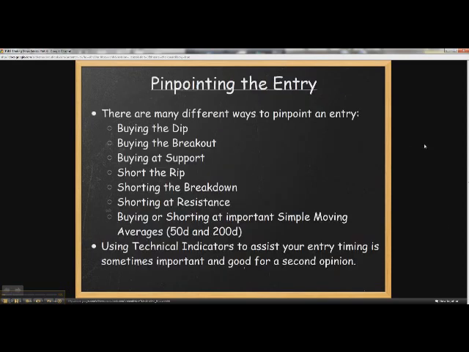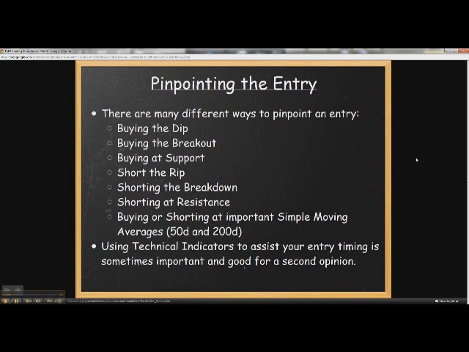Pinpointing the entry is something that I enjoy talking about because there are many different ways to pinpoint a stock entry. You're buying the dip, you're buying the breakout, you're buying at support, or the opposite: you're shorting the rip, you're shorting the breakdown, or you're shorting at resistance. Buying or shorting at important simple moving averages, the 50-day and the 200-day, is another way that you can pinpoint an entry, but sometimes that fluctuates, and we'll talk about that a little later.